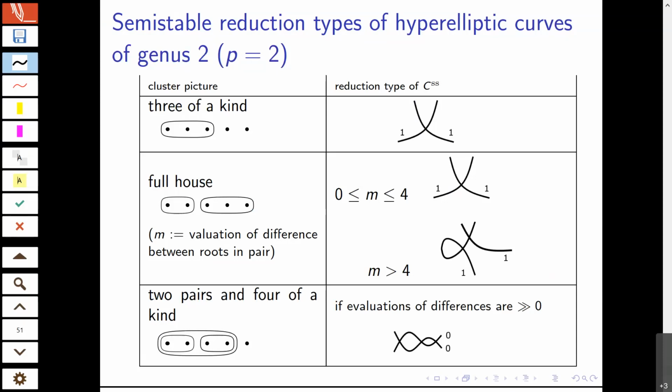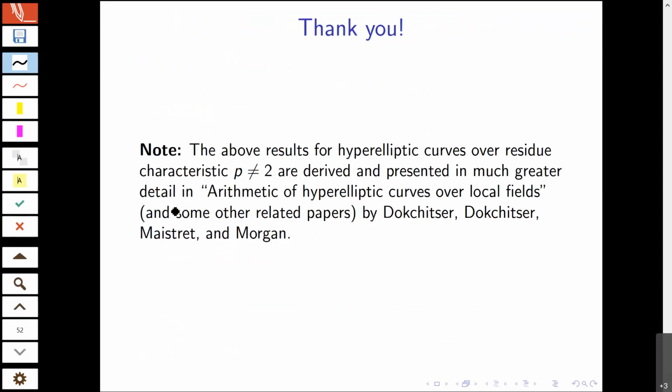Okay, so those are the results I wanted to show you. I don't want to go too far over time. So I think I'll just say thank you. Okay. Thank you.